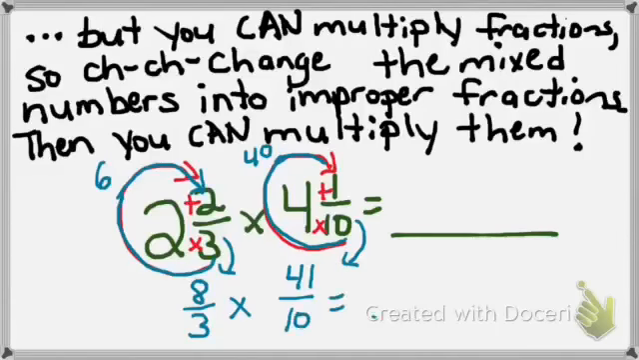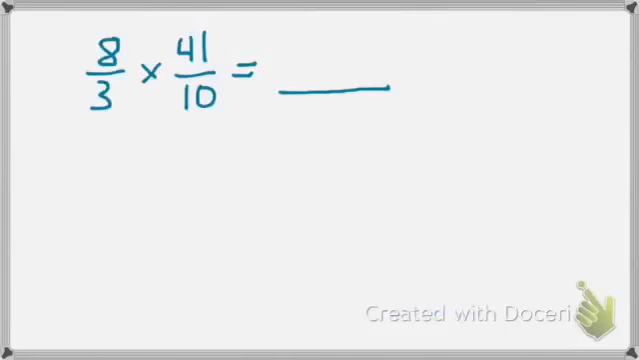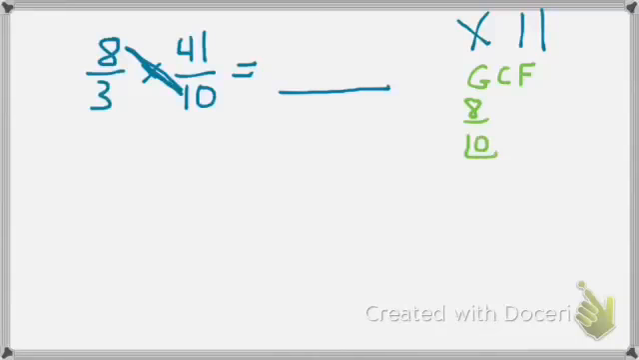So I now have the problem 8/3 times 41/10. And those are two fractions, and I can multiply fractions. Well, I know how to multiply fractions. I learned that in lesson 1. I'm going to follow the X11 strategy. Okay, so for the X11 strategy, first I'm going to look at the first X, which is going to be the 8 times 10. So I'm going to find my GCF of both 8 and 10.